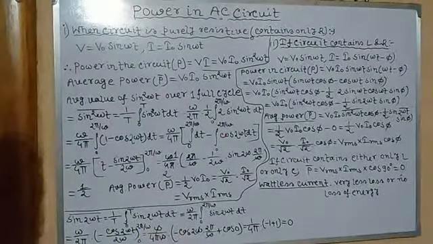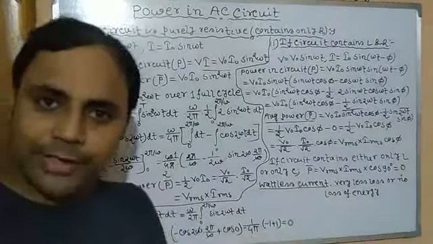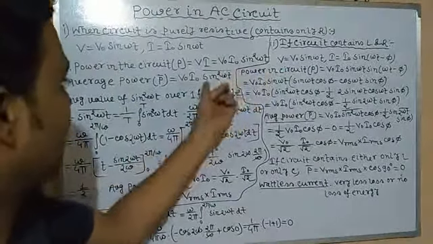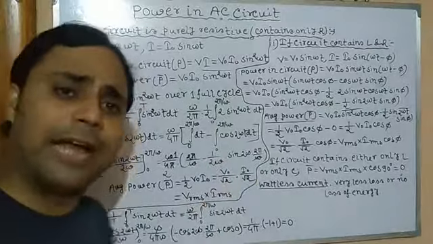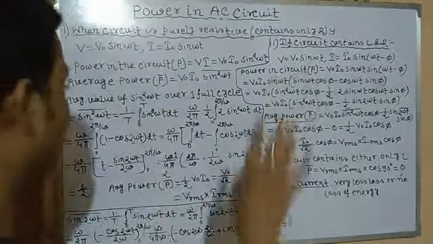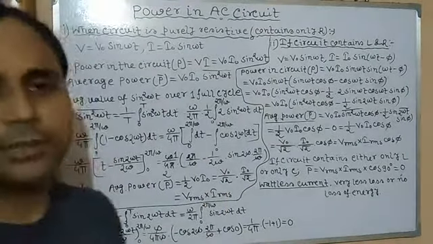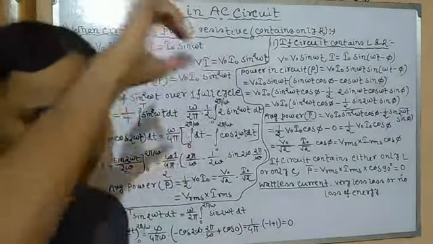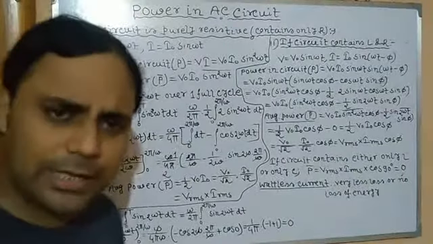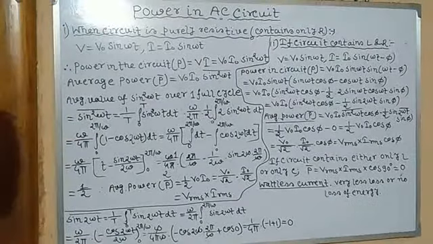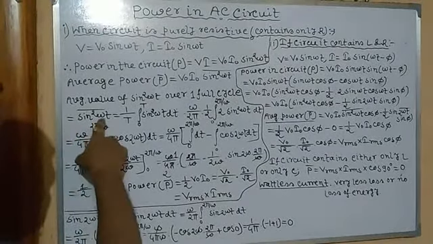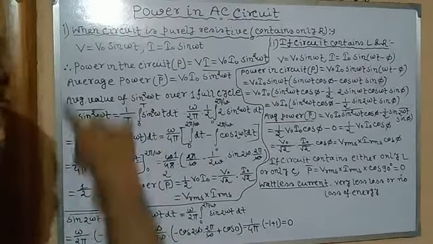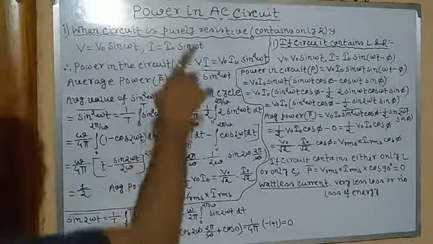If you go to that video, you will easily understand how to find the average value of sin square omega t. But in spite of that, I have calculated it again, so that you can understand easily. The average value of sin square omega t over one full cycle, or complete cycle, is 1 by T integral from 0 to T, since it is for the full cycle, of sin square omega t dt.